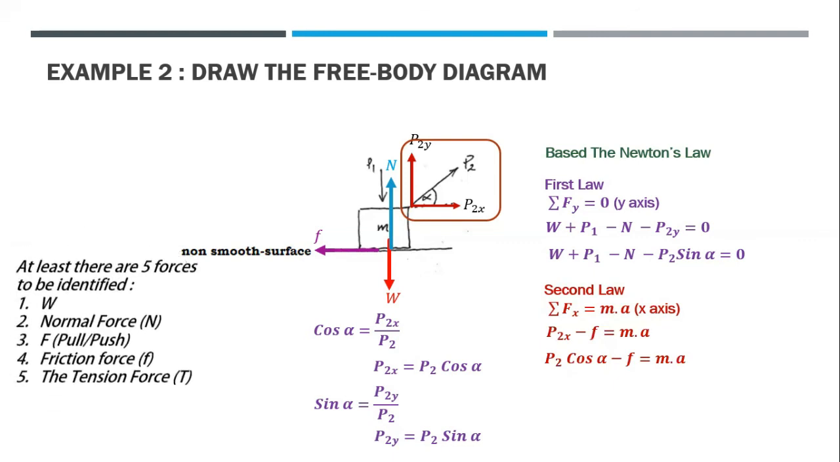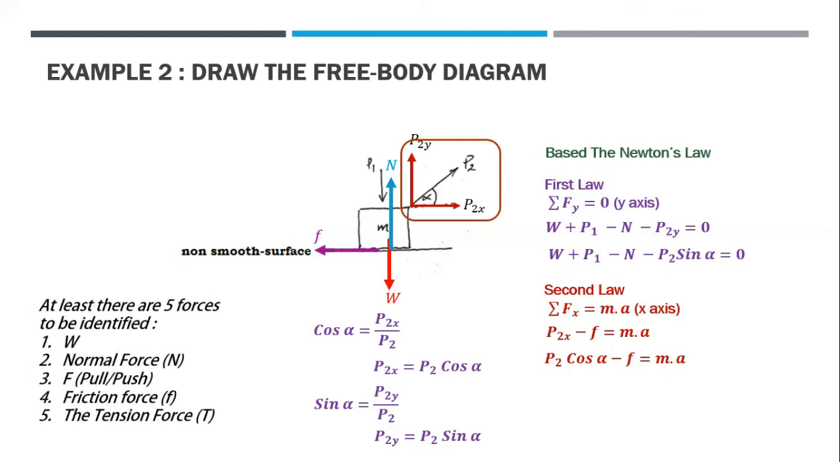So once again, students, at least there are 5 forces to be identified to do the free body diagram. Number 1, weight force, that's compulsory. Number 2, normal force or N. Number 3, F, pull or push force. Number 4, friction force, small f. And the last is the tension force or T.